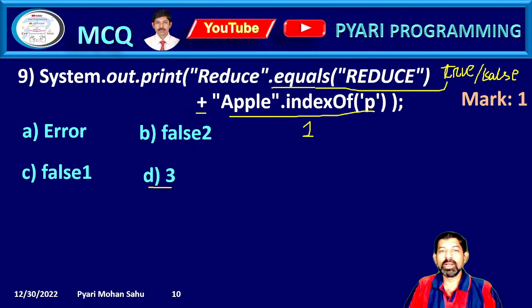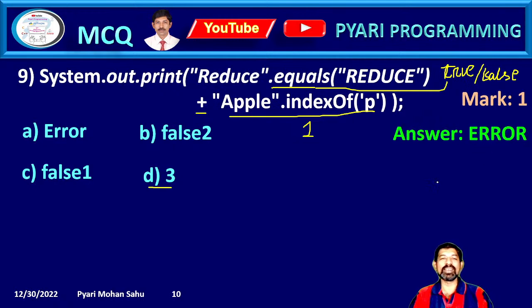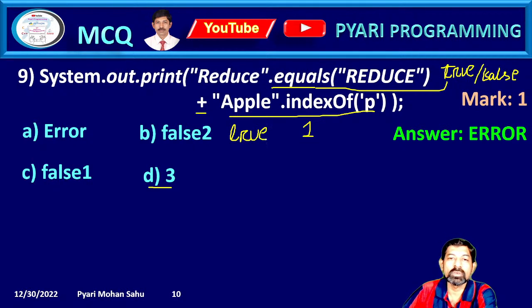Now it's time. I will explain now. Okay. Now the answer is error. The reason behind is that it is a constant. True or false is a constant. Is it clear? And it is a Boolean constant. True or false is a Boolean constant. Now reduce equals reduce. Obviously it is false. So it is not true.